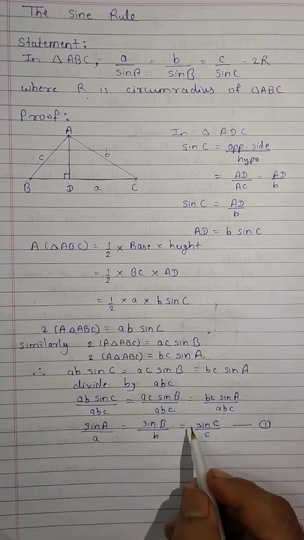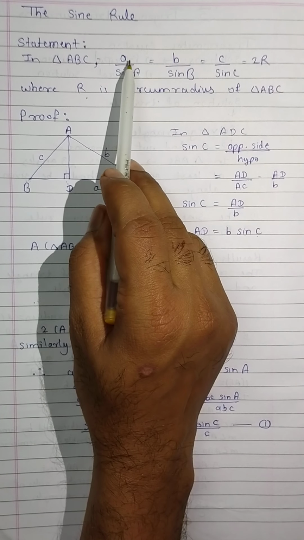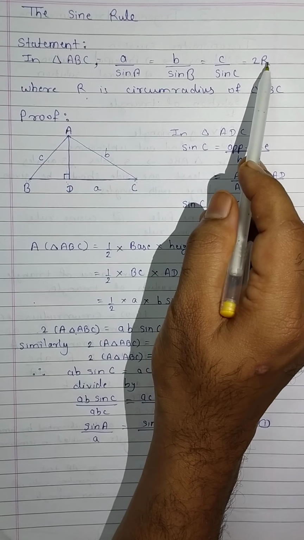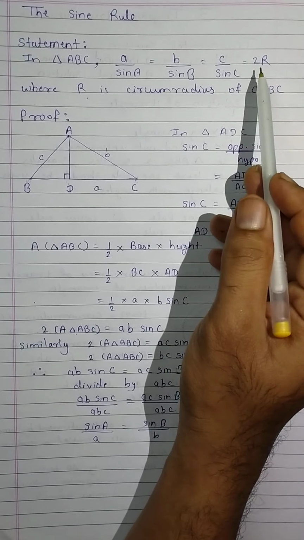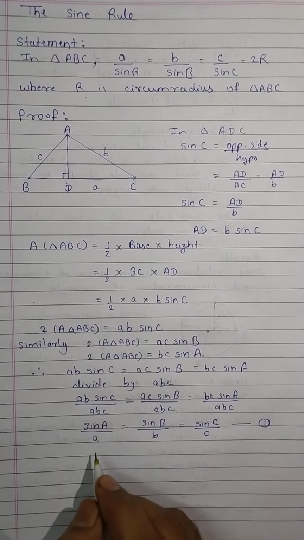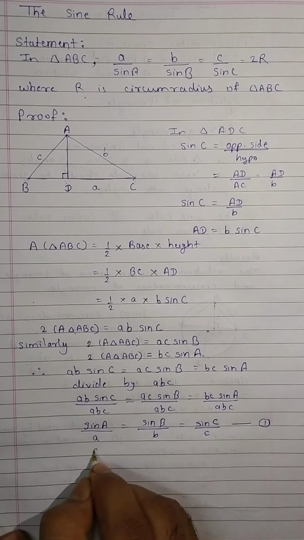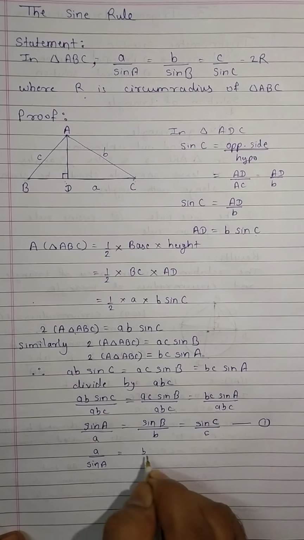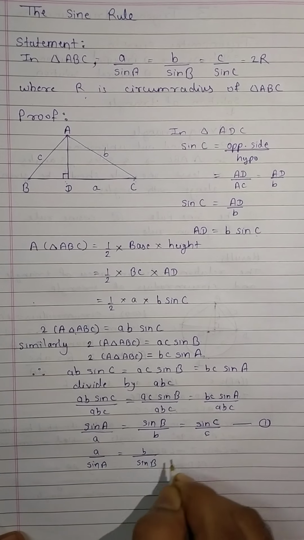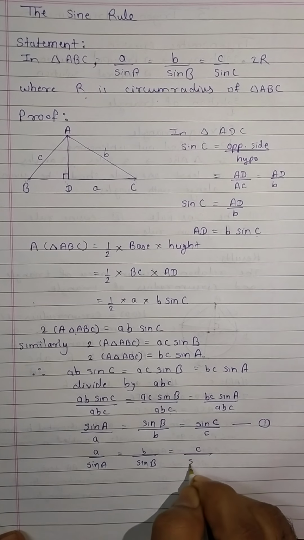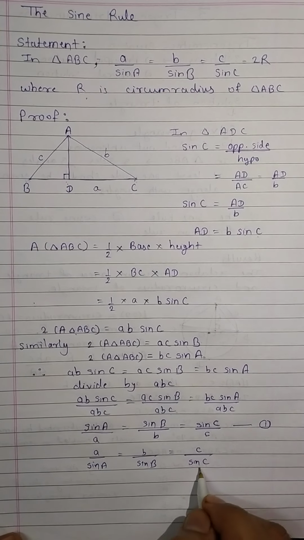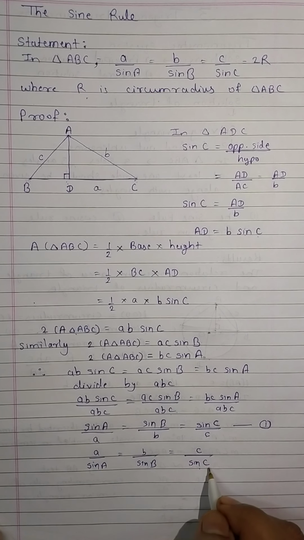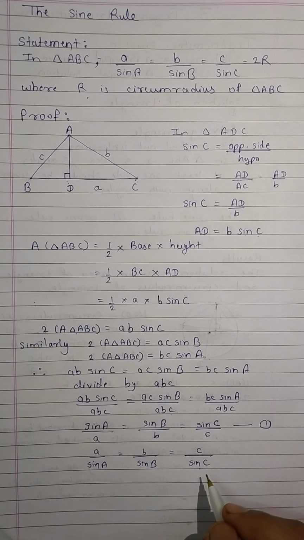Okay, so look at the proof now. We have to prove a upon sin A, b upon sin B, c upon sin C is equal to 2R. One of the parts, if we take the reciprocal, it's going to remain the same: a upon sin A is equal to b upon sin B is equal to c upon sin C. So one of the parts we got. Now we have to prove that this is equal to 2R, where R is circumradius of ABC.